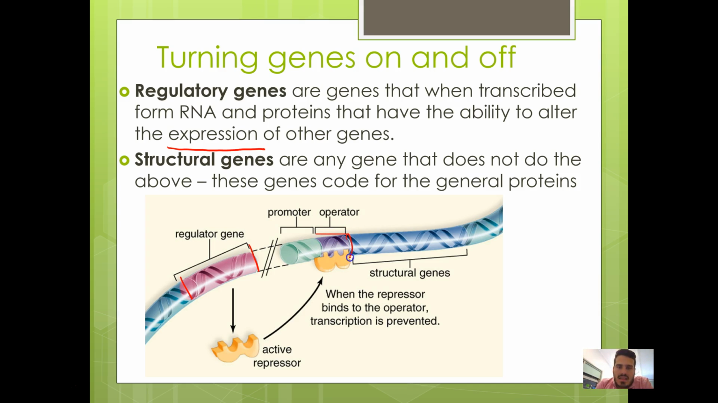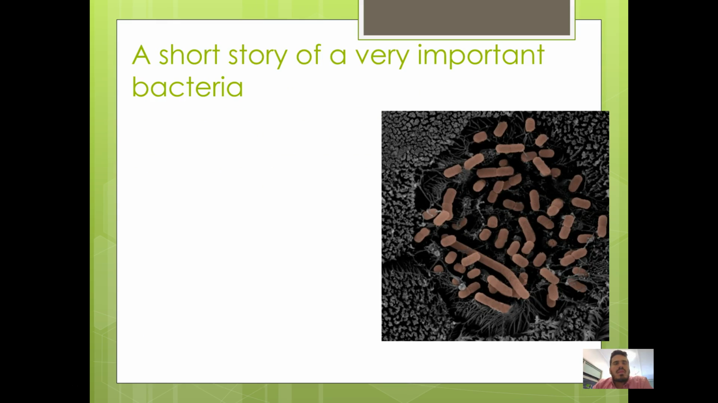Structural genes, on the other hand, like this little blue one over here, are any genes that don't actually do this. They are simply genes that code for normal proteins. They can be enzymes, they can be hemoglobin, immune antibodies, lots and lots of different ones, but they just don't control the expression of other genes. Another important thing to point out is this operator. I want you to have a look at this because it's going to be important a little bit later on.